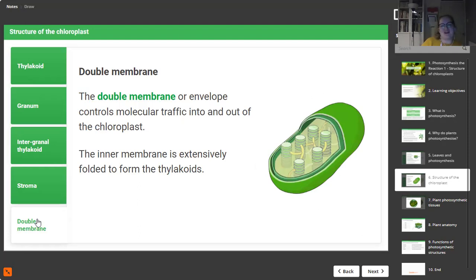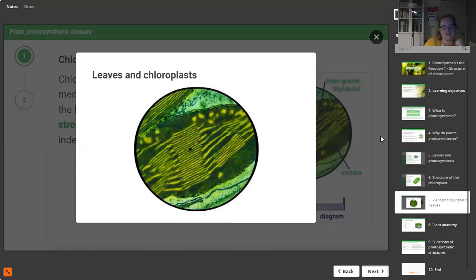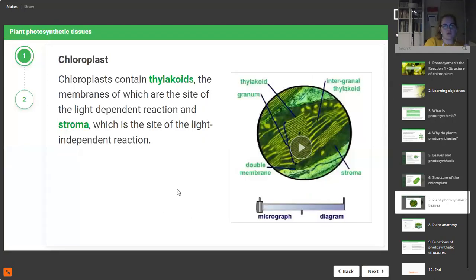It's folded to make these thylakoids to increase the surface area. So let's have a look at some of the images. Leaves and chloroplasts. Here we go. So chloroplasts, as we know, contain thylakoids, and that's an individual sac containing pigment, and the membranes of which are the site of the light-dependent reaction, and the stroma is where the light-independent reaction occurs.